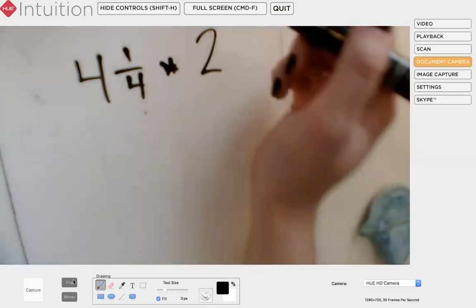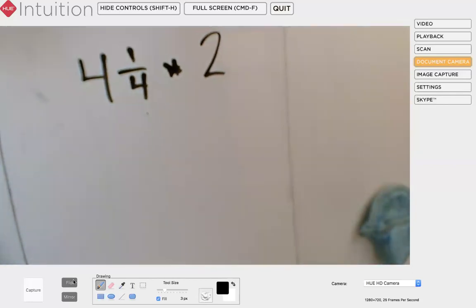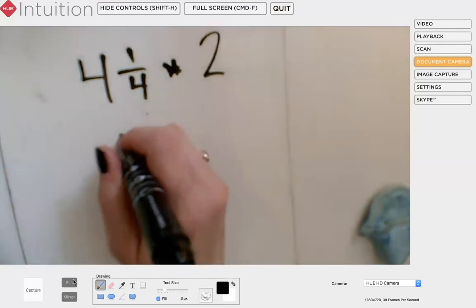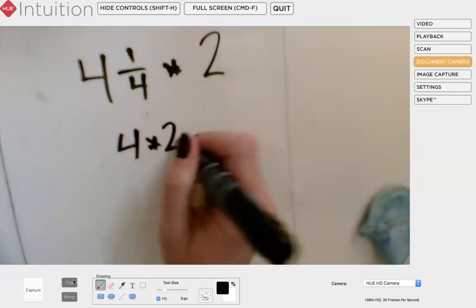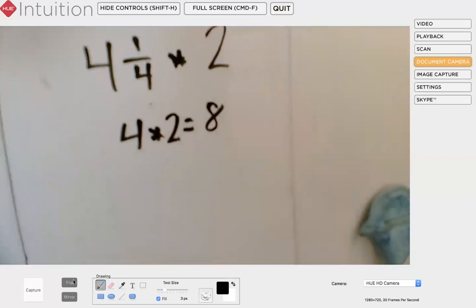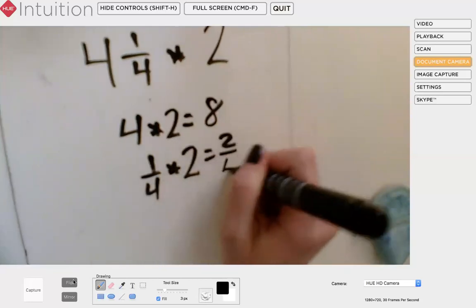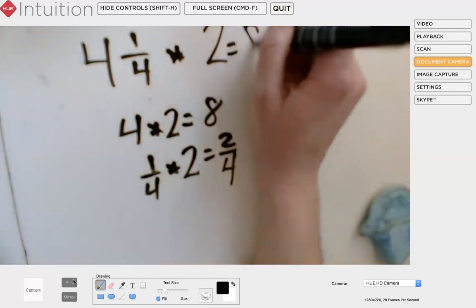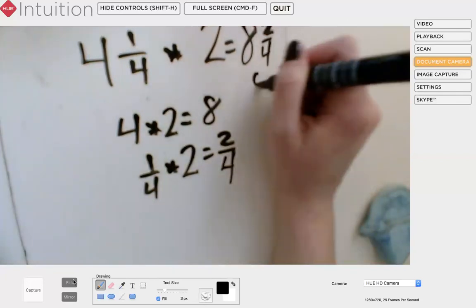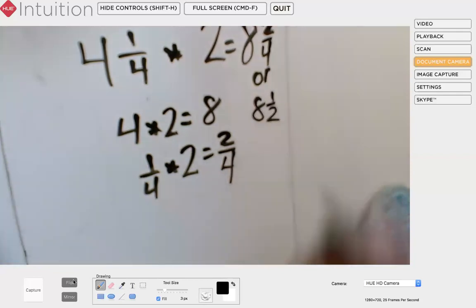Okay. Hopefully you had some time to solve it. You should have had 4 times 2 equals 8. And 1/4 times 2 should have given you 2/4. So you should have had an answer of 8 2/4 or 8 1/2.